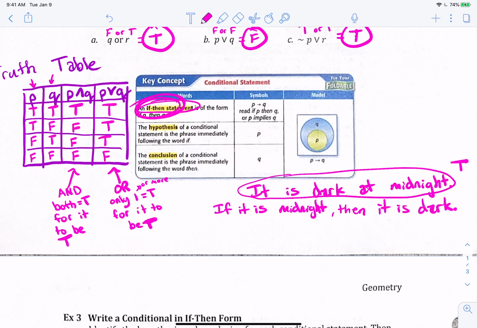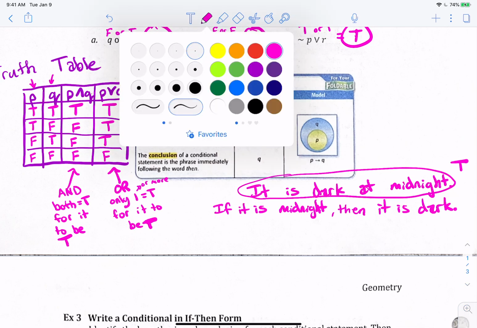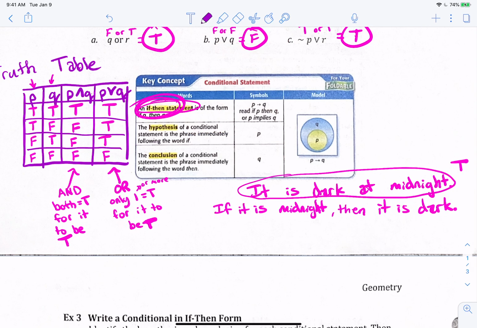So this is an if-then form. Both of them are statements, but the second one is in if-then form. Okay, so now let's identify the hypothesis and the conclusion.